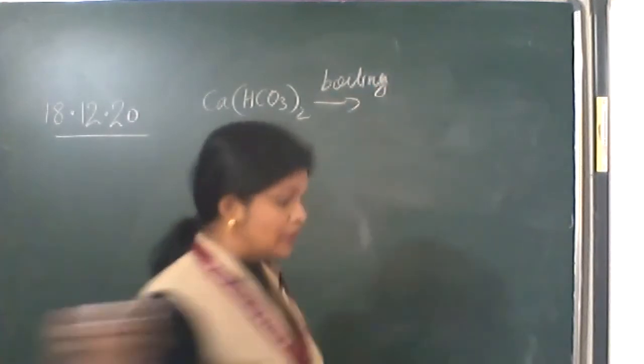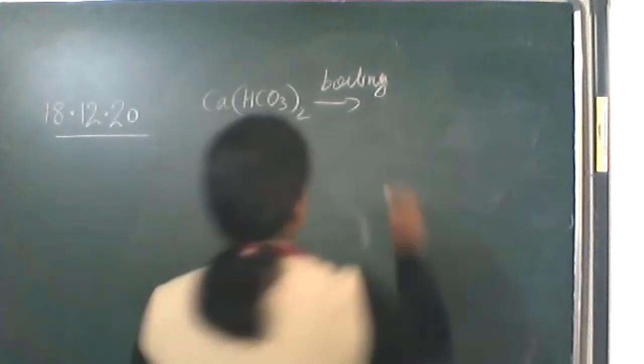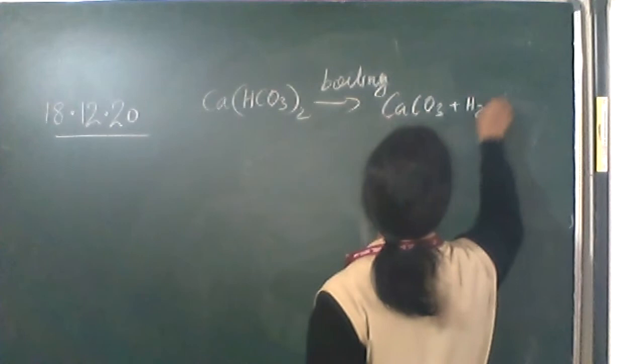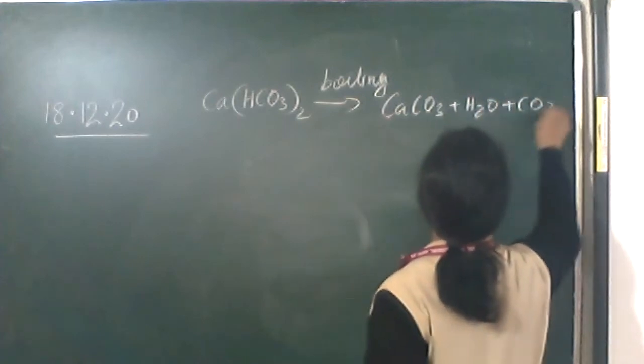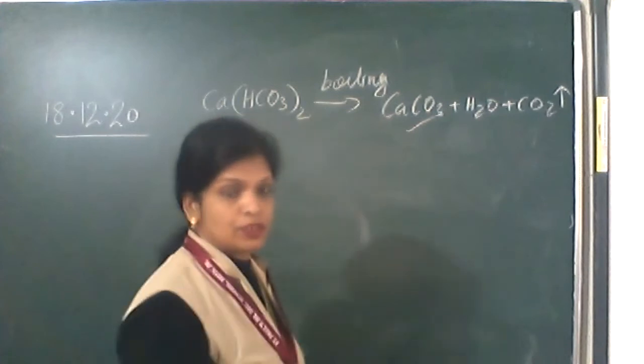So, on boiling, what happens? Calcium carbonate will be produced. So calcium carbonate and H2O will be there, plus CO2 gas will be going off. This you can remove by filtration.